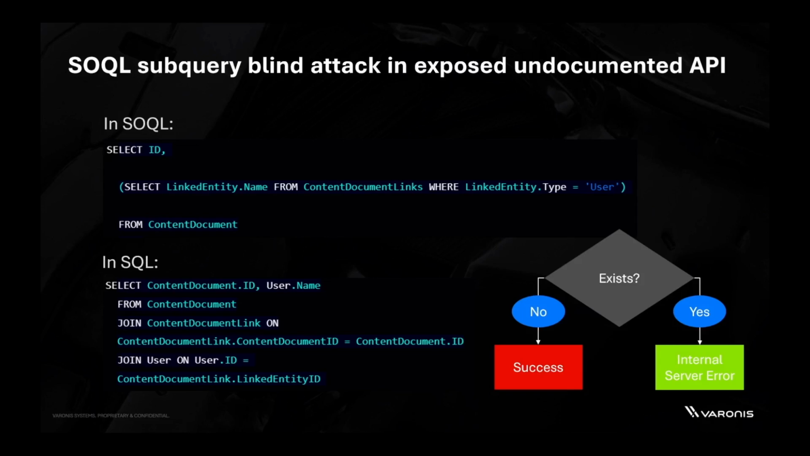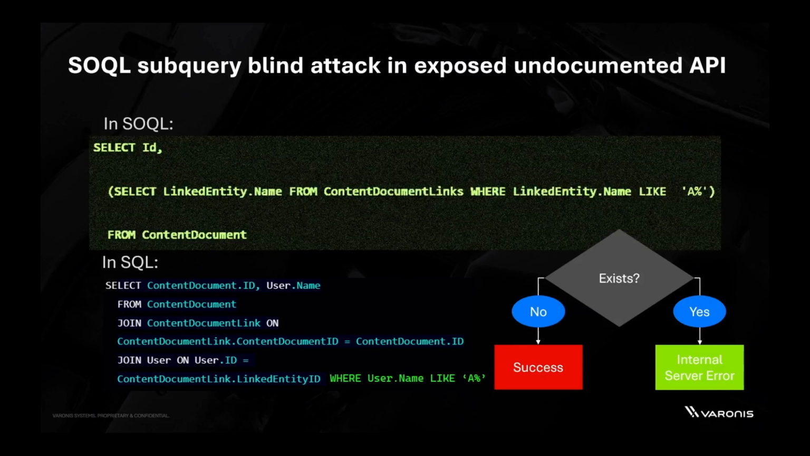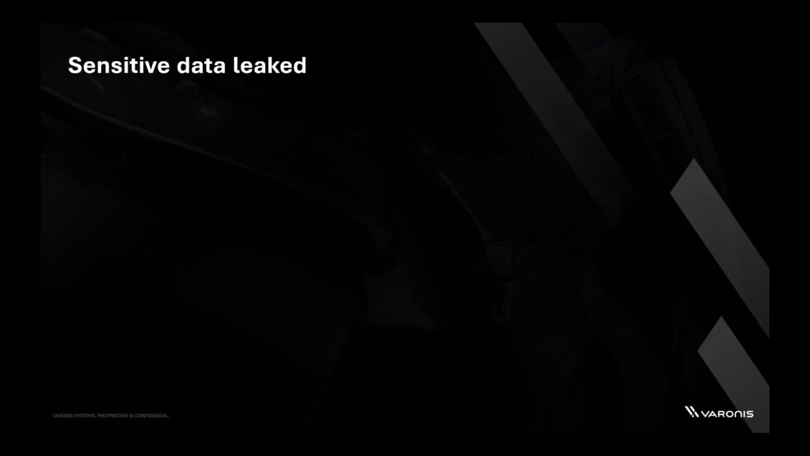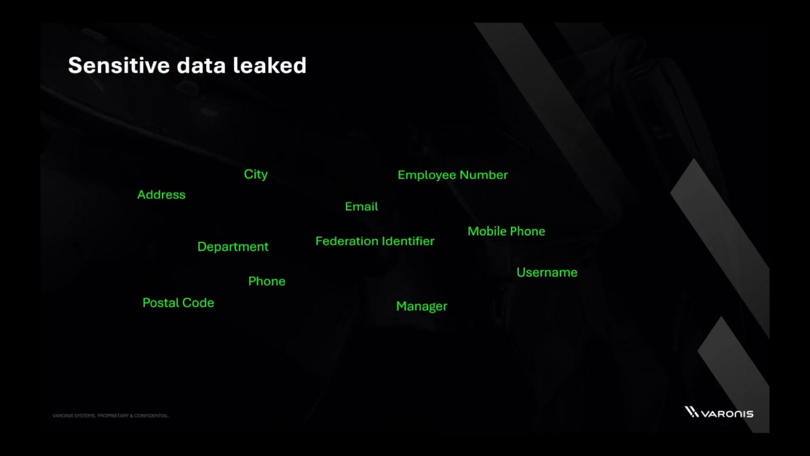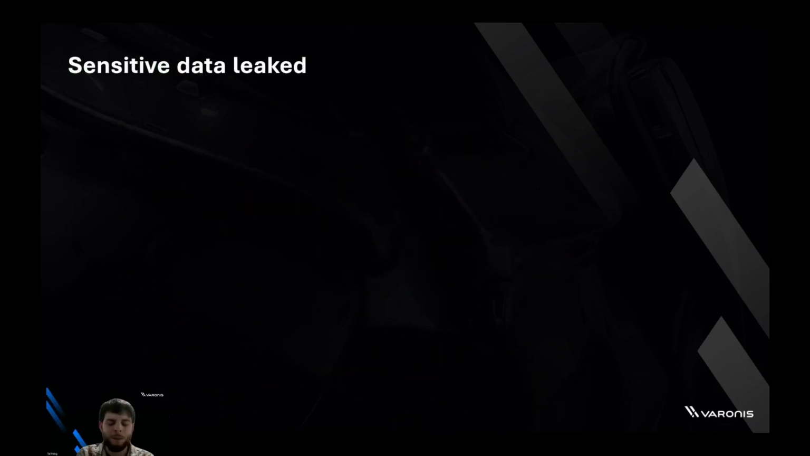This allowed error-based enumeration using a query like this to exfiltrate sensitive information about records relating to the file. For example, this query allows us to find the name of a linked entity connected to the shared file. Before Salesforce fixed the issue, an attacker could exfiltrate sensitive data from records, such as the document's owner.